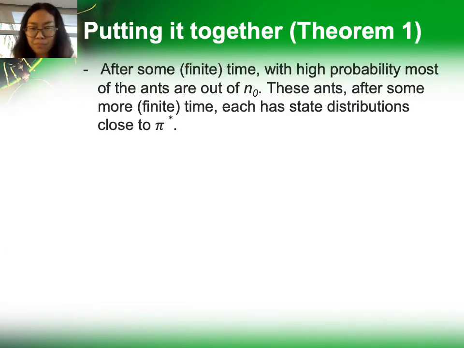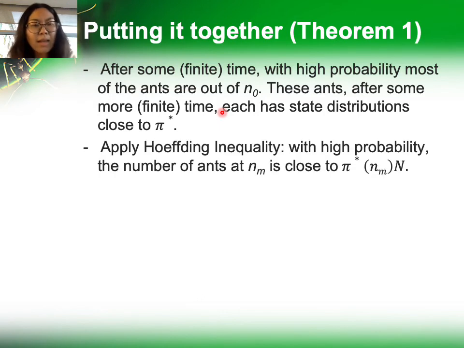And now, how do we put this all together? So, from the three branches, the summary is that after some finite time, with high probability, most of the ants, or a lot of ants, are out of N0. And for these ants, after some more finite time, each of them has state distributions close to pi star, which is the limiting distribution. And then with this understanding, we can apply Hoeffding's inequality.